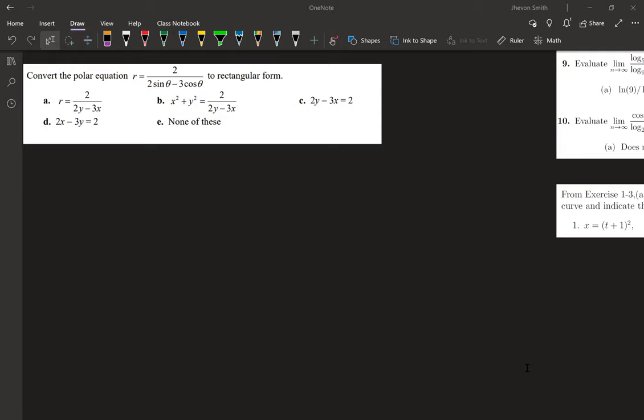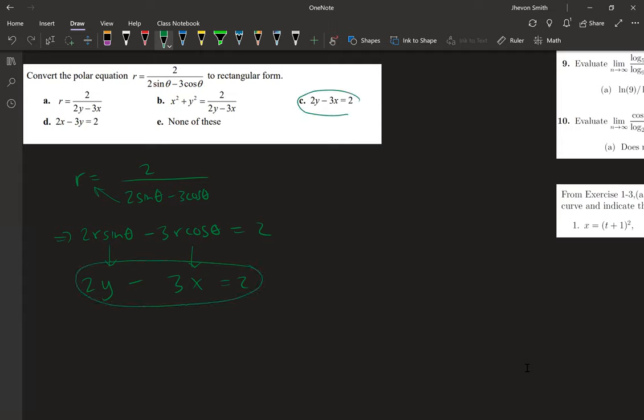So let's see. Here I have r equals 2 over 2 sine theta minus 3 cosine theta. I would multiply across. You have 2r sine theta minus 3r cosine theta equals 2. Now, this is of course y, and this is of course x. So 2y minus 3x equals 2.